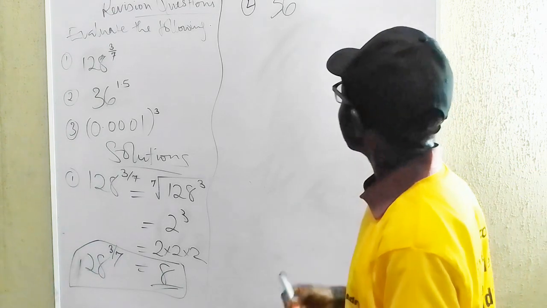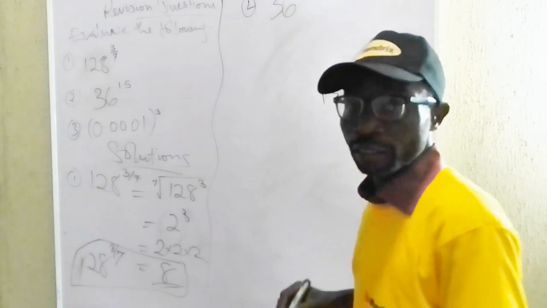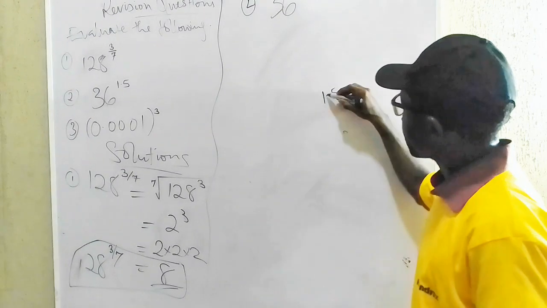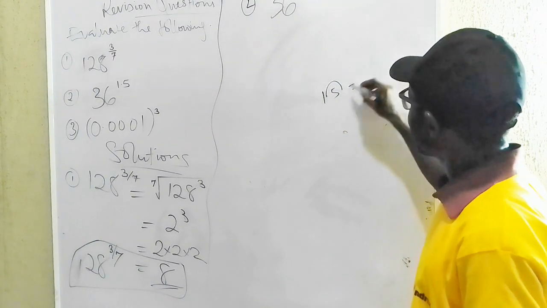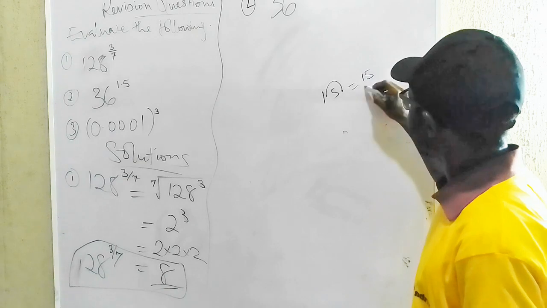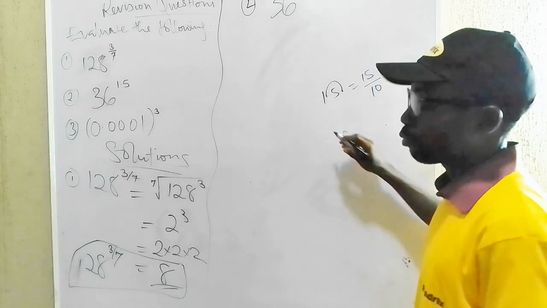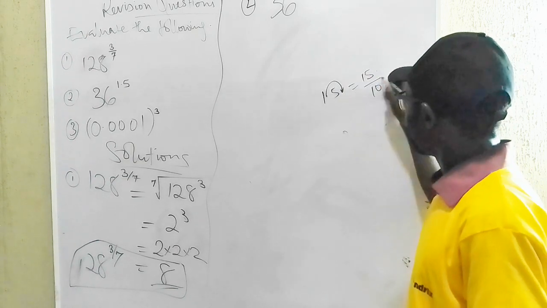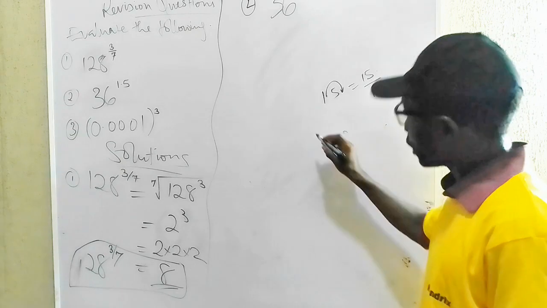So in this case, what is 1.5? 1.5 is the same thing as, moving the decimal point backward, 15 all over 10. For each time you move the decimal point backward, you divide by 10.